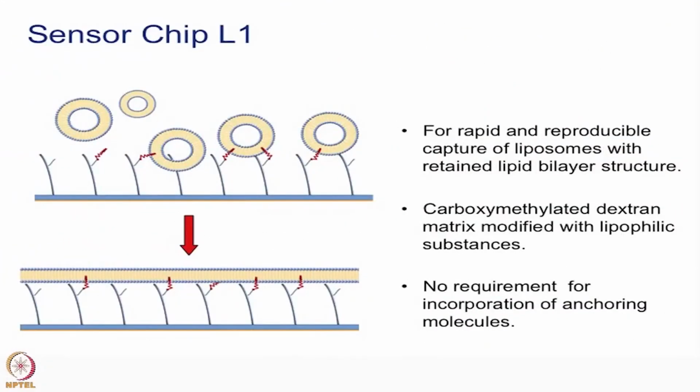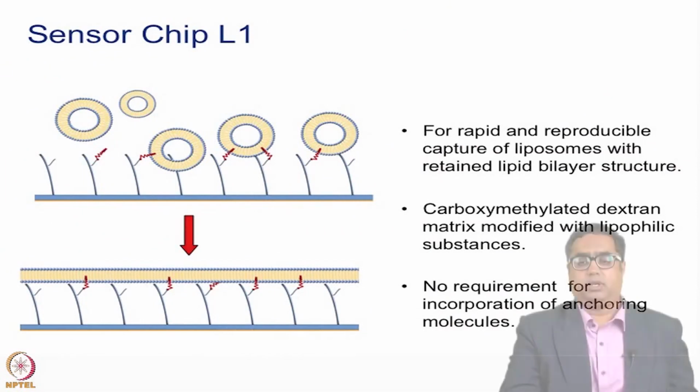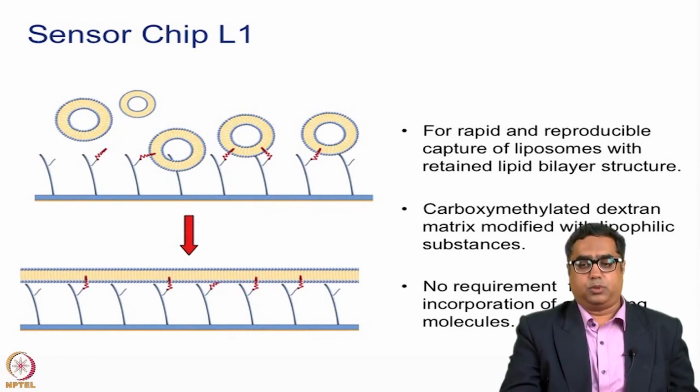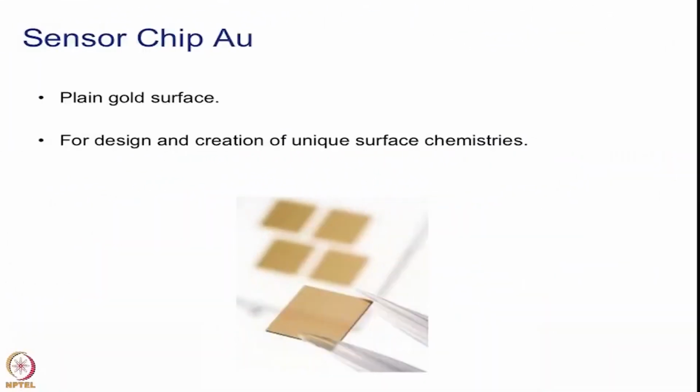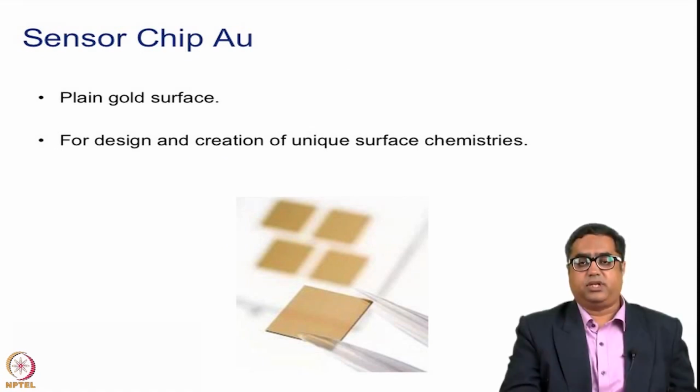L1 is another sensor chip surface which is also popularly used for studying liposomes and lipid bilayer kinds of molecules, where carboxymethylated dextran is modified with lipophilic substances. Another surface is a plain gold surface where there will not be any dextran, and these surfaces are very good for chemists, where they can do their own chemistries and use them for interaction.